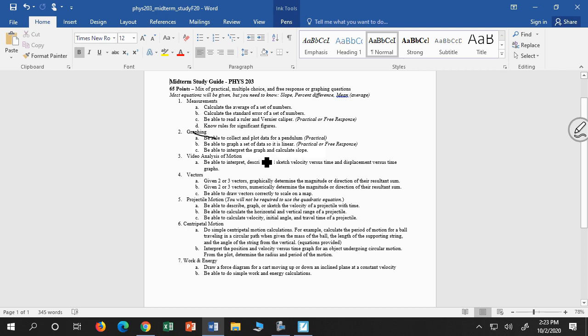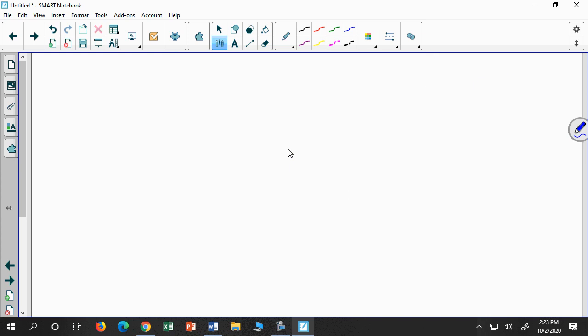After vectors, projectile motion. You should be able to describe projectile motion. We had this on our exam recently. Dr. Verma, have y'all done it? Projectile motion, had an exam on that yet? Yeah. Okay.